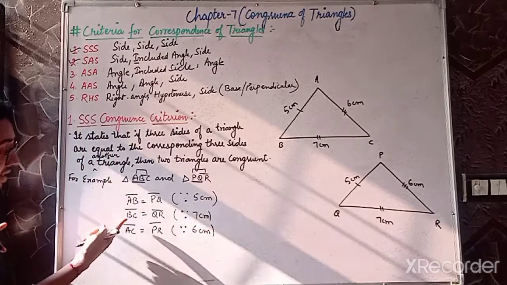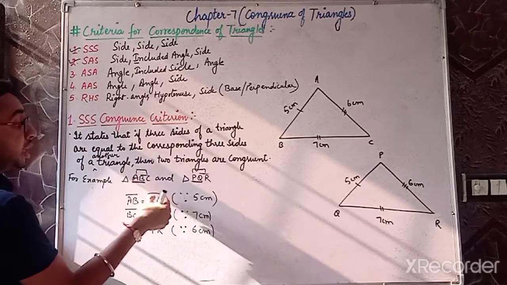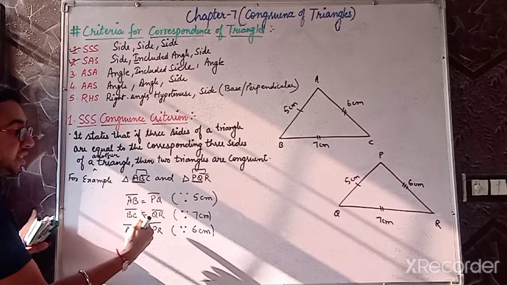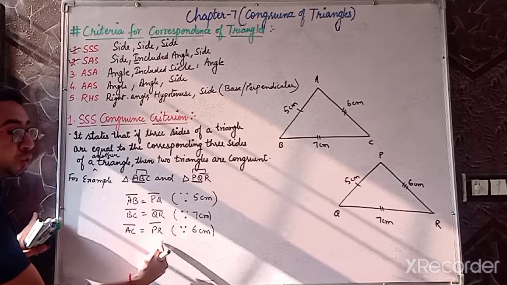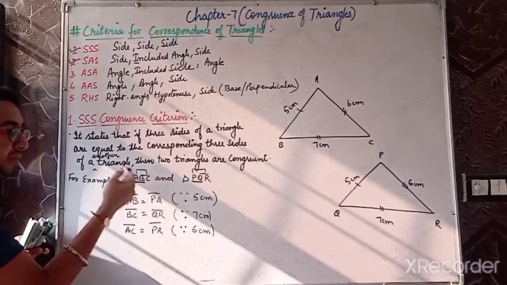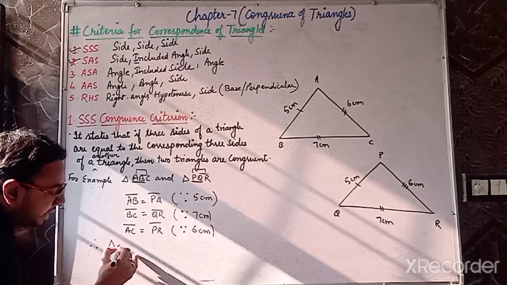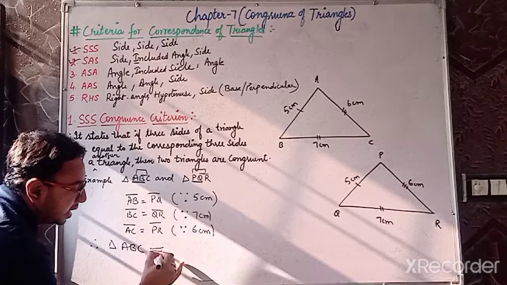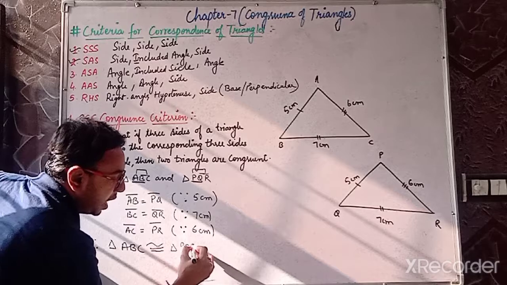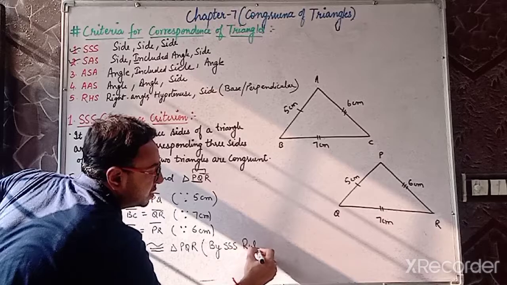Don't you think side, side, side, the three sides of a triangle are equal to the corresponding sides? They are corresponding or not? AB corresponds to PQ, BC corresponds to QR, AC corresponds to PR. So they are corresponding sides of another triangle and they are equal. It means the SSS rule is applicable. Therefore, triangle ABC is congruent to triangle PQR, this being the sign of congruent. And what is the rule we have used? By SSS rule or congruency you can write.